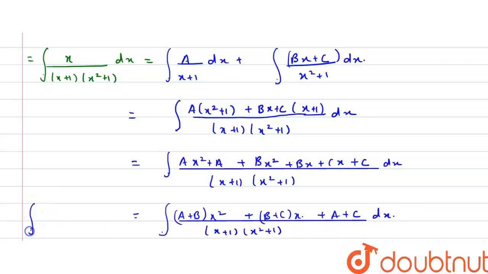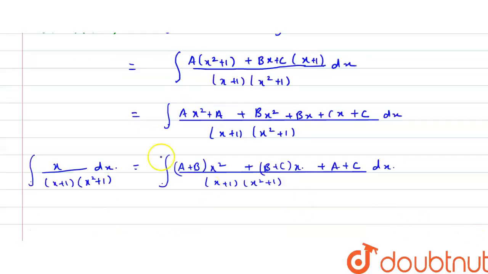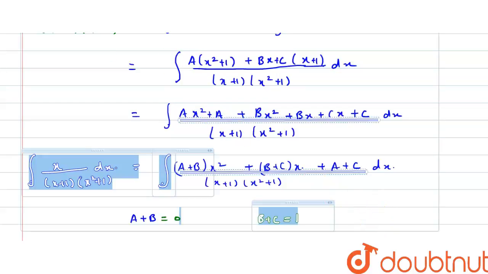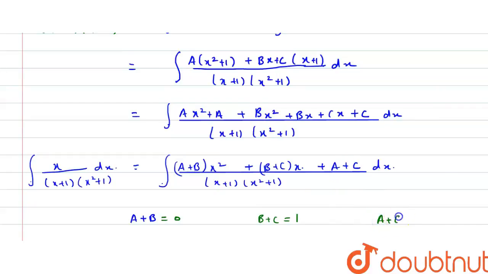Now here integration of x divided by (x plus 1) multiplied with (x square plus 1) dx. Now compare with the quadratic equation, you will get a plus b is equal to 0 because on the LHS there is no x square term, so it is equal to 0. This is our first equation, and the second one is b plus c is equal to 1 because the coefficient of x on the LHS is 1. And a plus c is also 0 because there is no constant term on the LHS side.